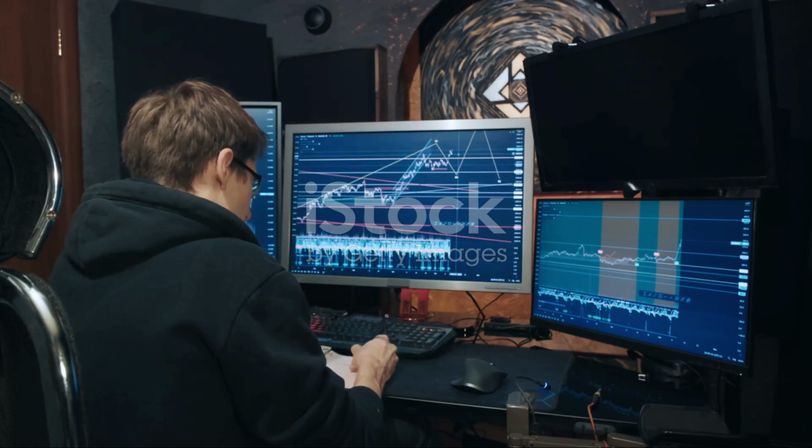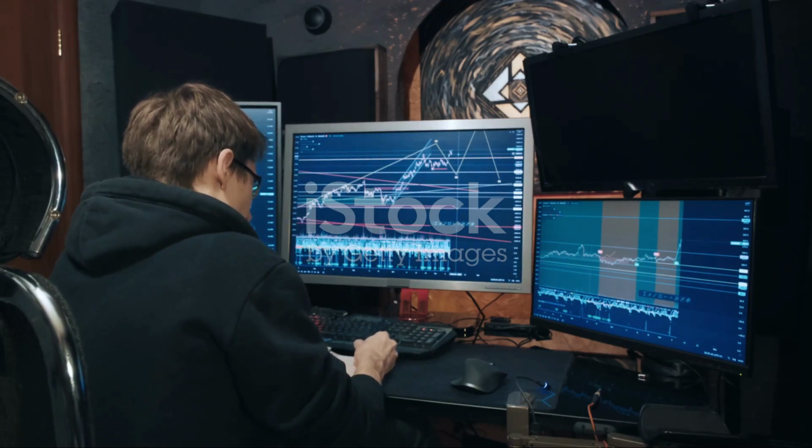However, like all trading strategies, it's not foolproof. Always ensure you're managing your risk effectively and never risk more than you can afford to lose. As with any trading strategy, it's important to practice and perfect your skills before diving in.